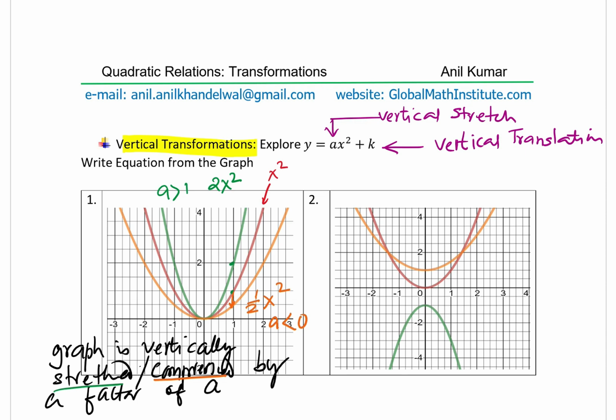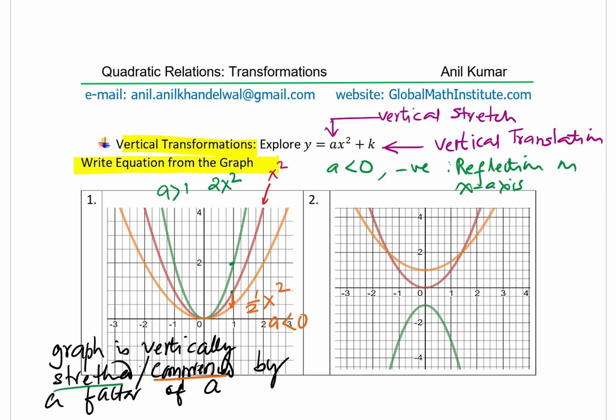Perfect. Now with a, it could be negative also. It could be less than 0. In that case, it is negative. And then it is a reflection on the x-axis, as we had seen earlier also. So here is an example of reflection on the x-axis, right? Now, the question here actually is, as you must have noticed by now, is to write the equation from the graph. We already have a graph and we need to write the equation of the graph.